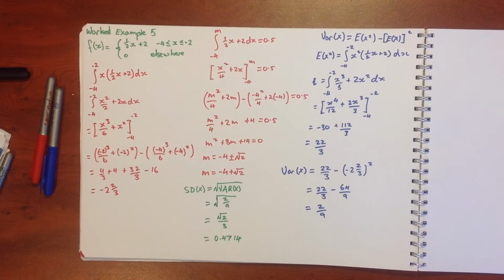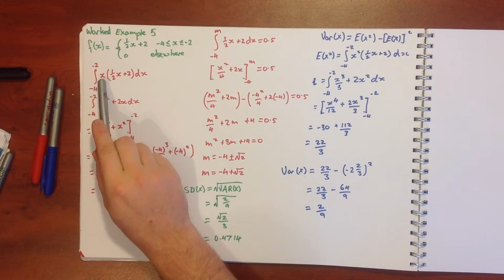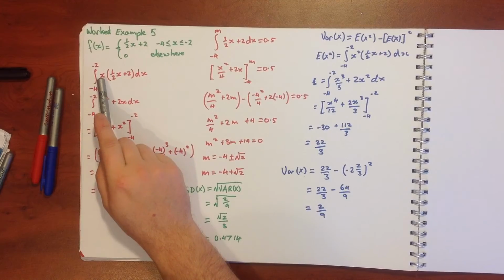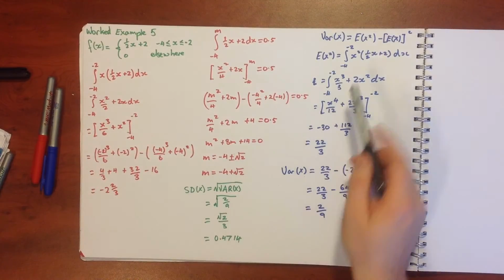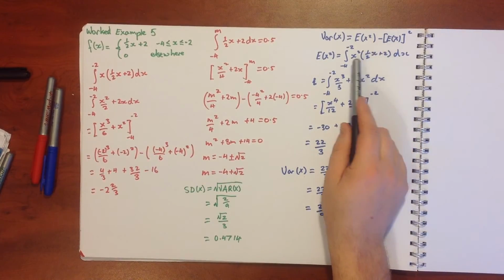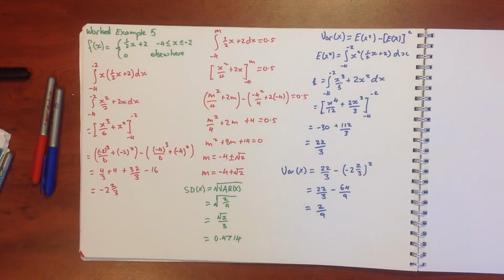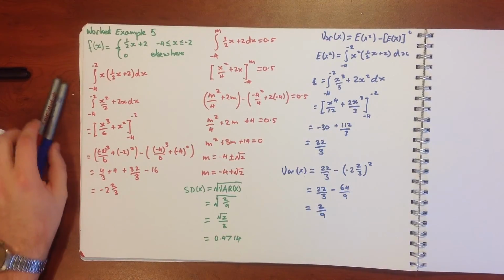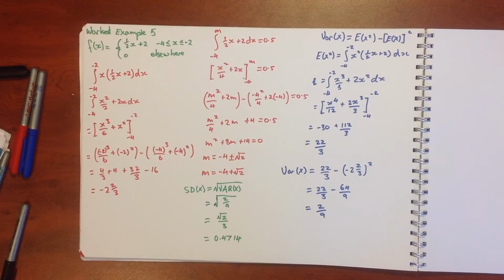The main thing to remember is, for our mean, we've got to times everything by x before we integrate. When we're finding our E of x squared, we times everything by x squared before we integrate. Essentially, they're the main ideas from this section, so hopefully you'll get through without too many troubles.